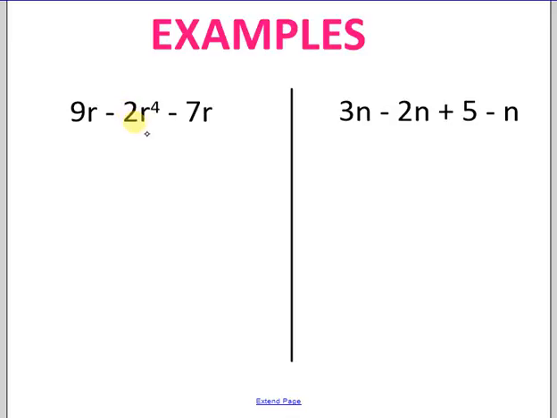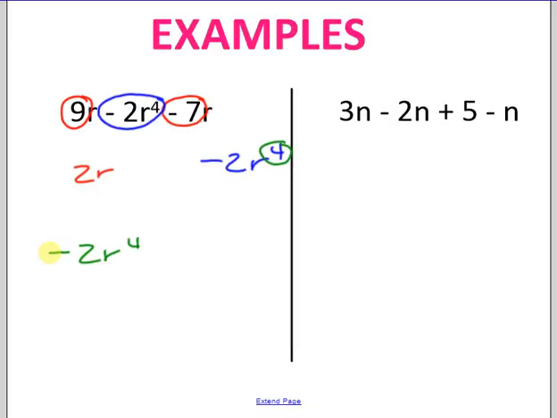Let's take a look at this one. So you have 9r to the first minus 2r to the fourth minus 7r to the first. So here we have 9r, and then here we have minus 7r. So 9 minus 7 is going to be 2r, and then I have a minus 2r to the 4th, who cannot combine with anybody. So I need to put them in order for my final answer. He has a higher power, so he needs to go first. Negative 2r to the 4th, he's positive, so it's going to be plus 2r. And that's my final answer.